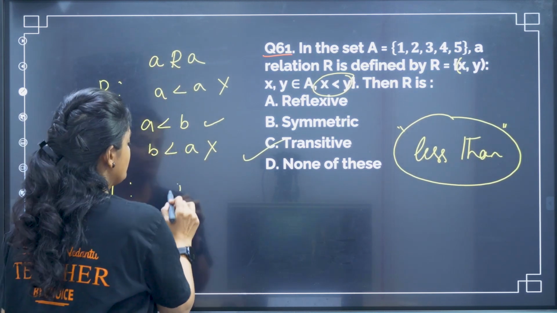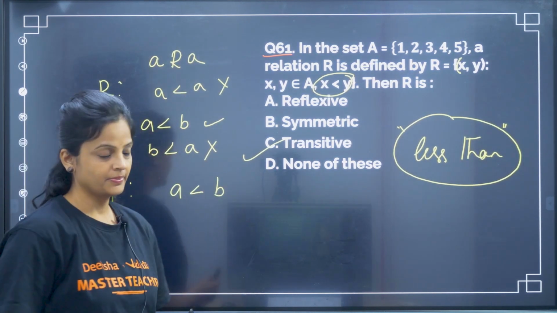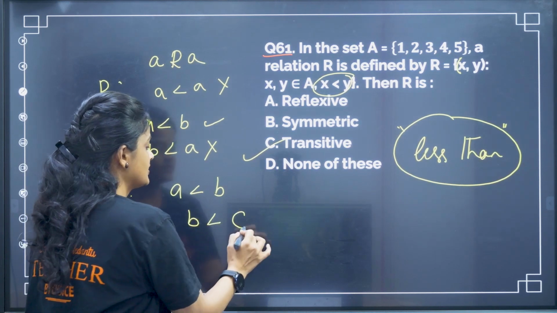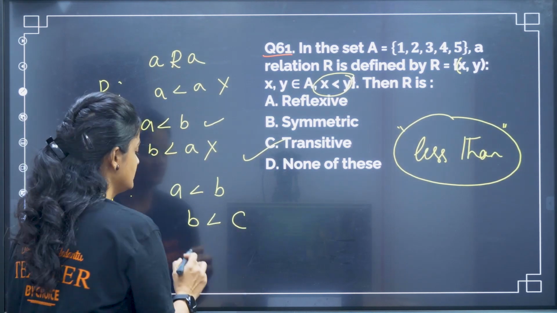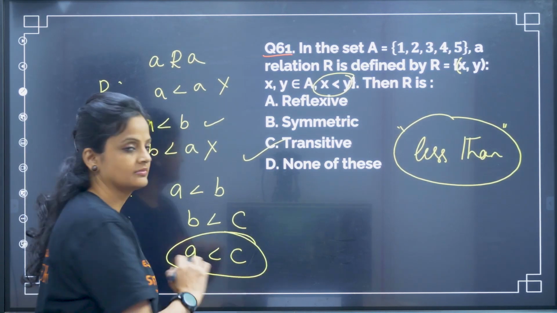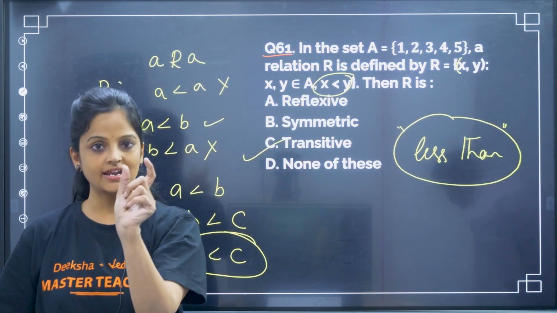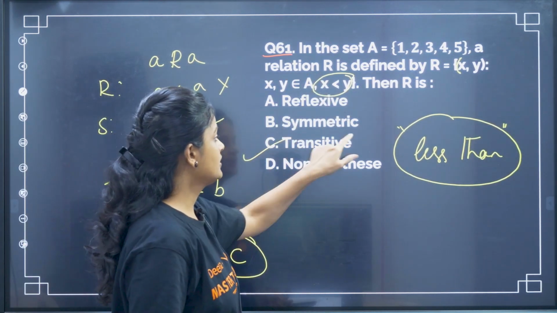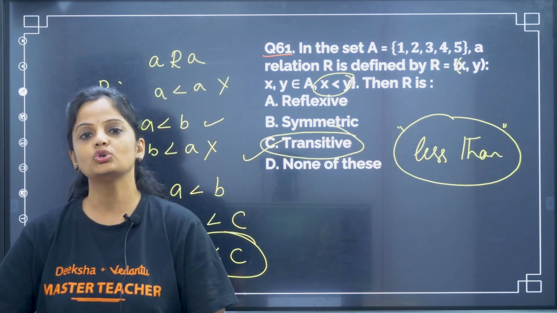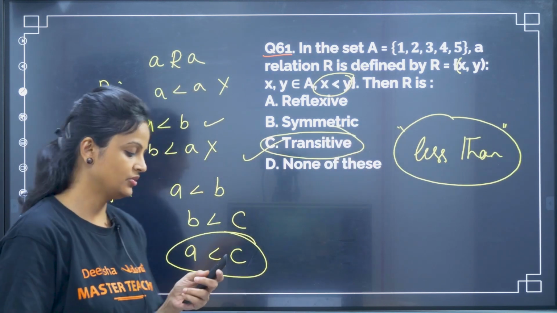Why? Any number is less than the second number, the second number is less than the third number. Obviously, A will be less than C. So the minute you see the less than relation, straight away take transitive. Don't think too much in this. Will you do that?